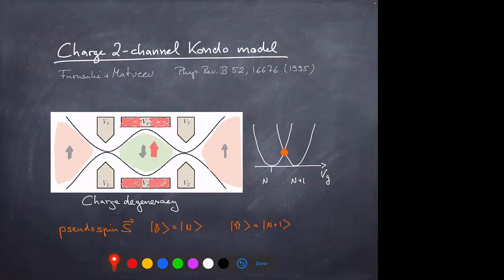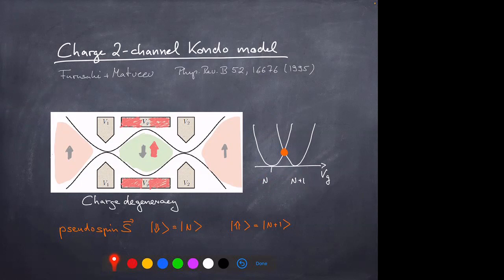Now, by tuning this gate voltage appropriately, you can get into a position where it's energetically equally good to have capital N or capital N+1 electrons on the dot. This is a proper degeneracy, and this is what will be our pseudo spin in the problem. So there will be a pseudo spin capital S, and spin down we identify with having N electrons, and spin up we identify with having N+1 electrons.